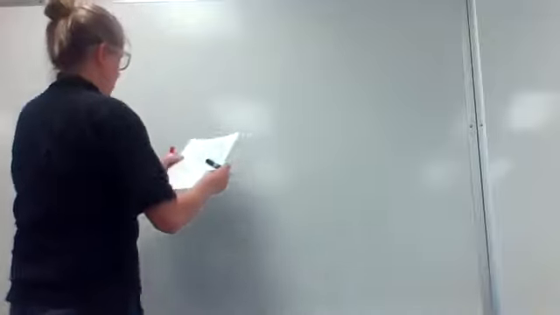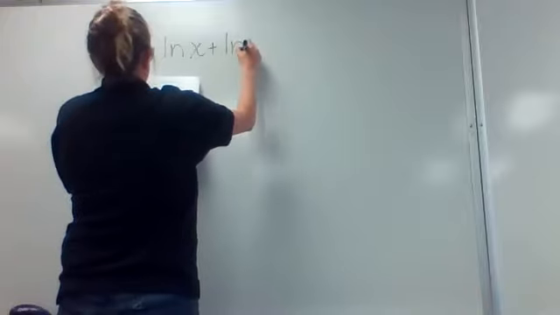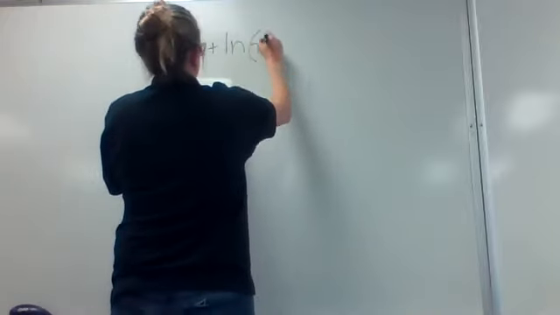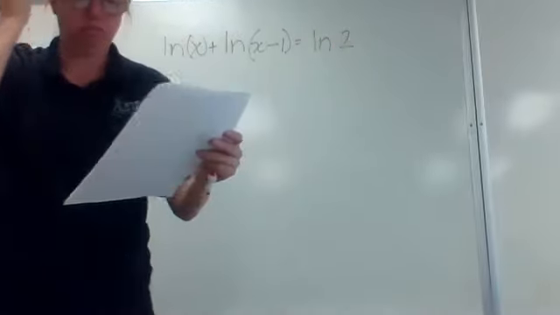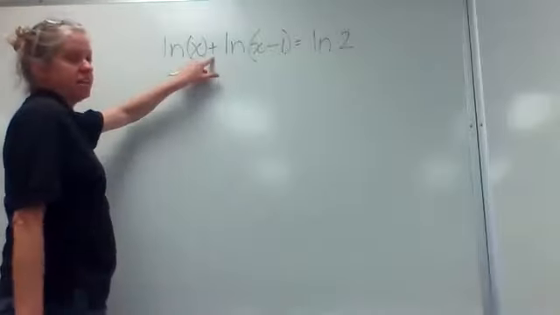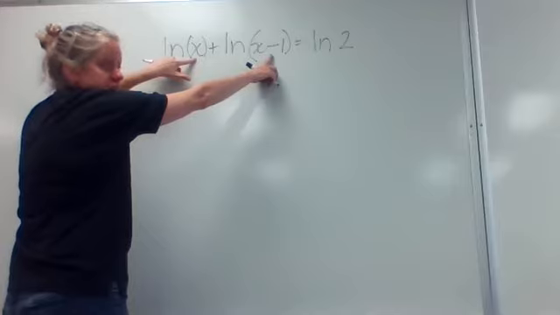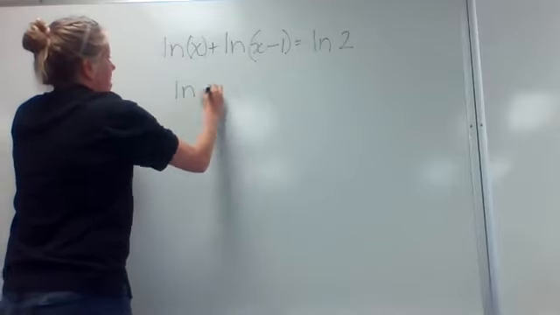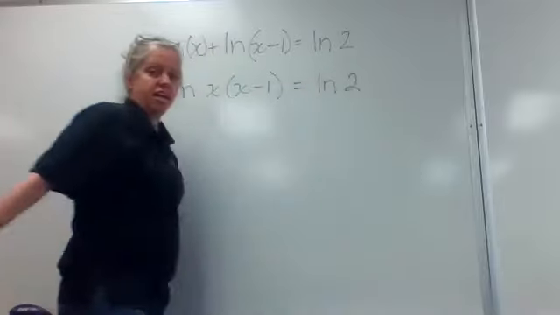ln x plus ln x minus 1 equals ln 2. So on the left, rewrite it as 1 ln. Since it's plus, these are going to turn into times. So ln of x times x minus 1 equals ln of 2.